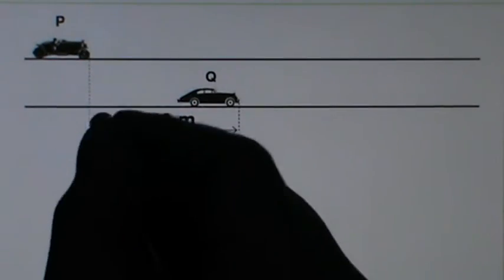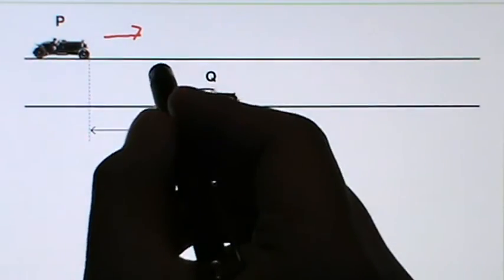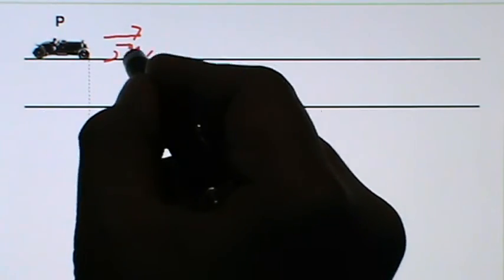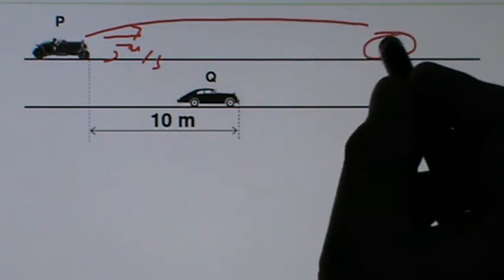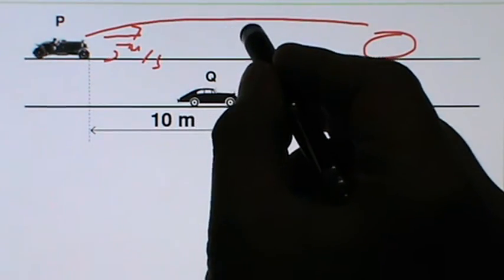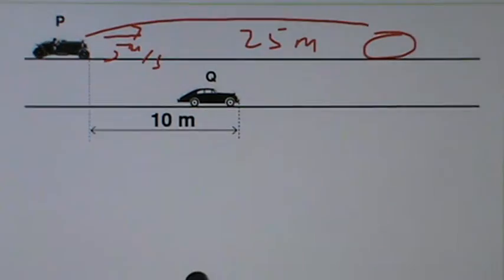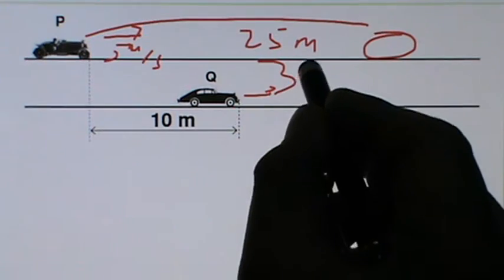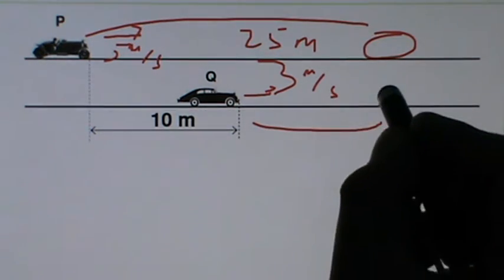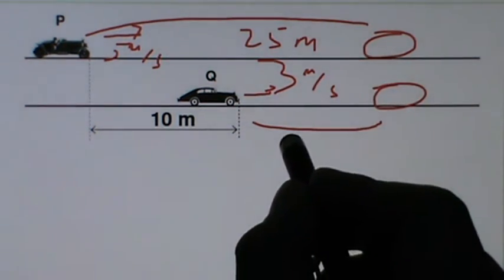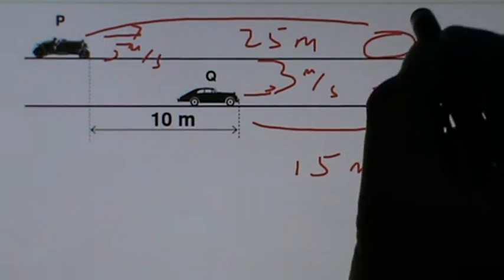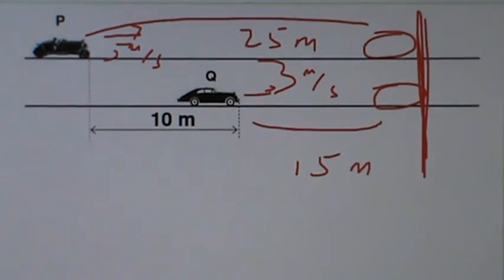And after 5 seconds, P has moved, so its speed is 5 meters per second. So after 5 seconds, the distance traveled by P here is 25 meters. And Q here has speed 3 meters per second. So after 5 seconds, the distance traveled by Q will be 15 meters. So they will meet at this point.